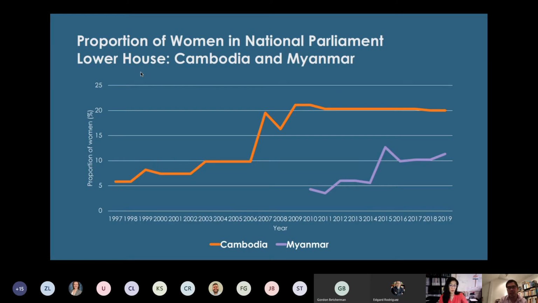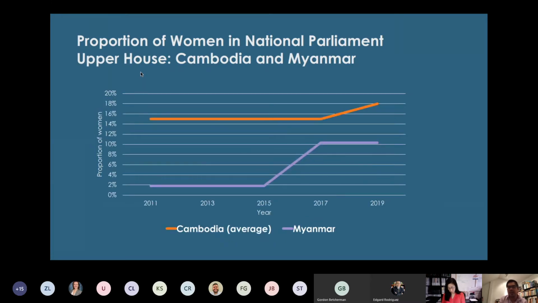First, if we look at the lower house, and again, the orange line is Cambodia, the purple is Myanmar, we see that in the lower house, the proportion of women in parliament, Cambodia has about 20% and Myanmar about 10%. It's about twice as much for Cambodia vis-a-vis Myanmar. In the upper house, a similar trend, Cambodia about 18%, Myanmar about 10%. So in both lower and upper house, Cambodia is ahead of Myanmar in terms of proportion of women in parliament.